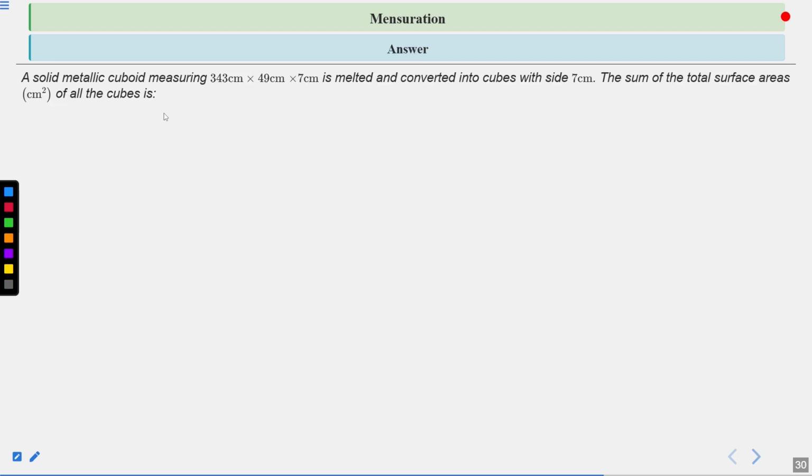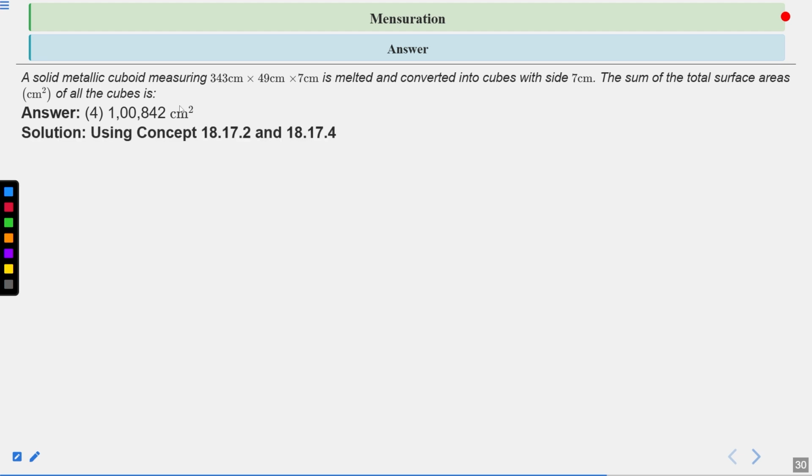So the question says that a solid metallic cuboid measuring 343 into 49 into 7 centimeter is melted and converted into a cube of side 7 centimeter. So we can calculate it by using the formula. First we need to calculate the volume of cuboid, then dividing the volume of the cuboid by the volume of the cube, we get the number of cubes. So the sum of the total surface area of all the cubes, we can calculate. So the correct answer of this question is fourth one, which is 1,0842 square centimeter.